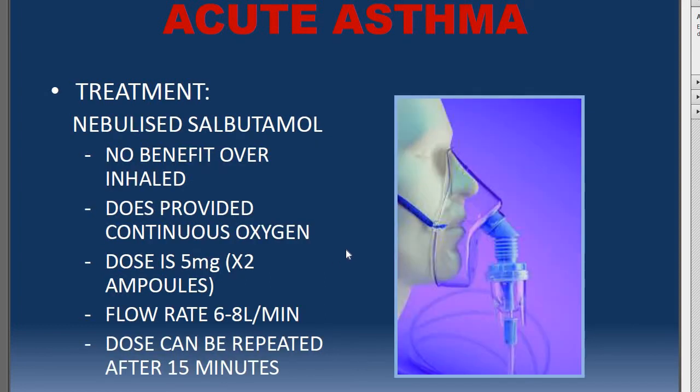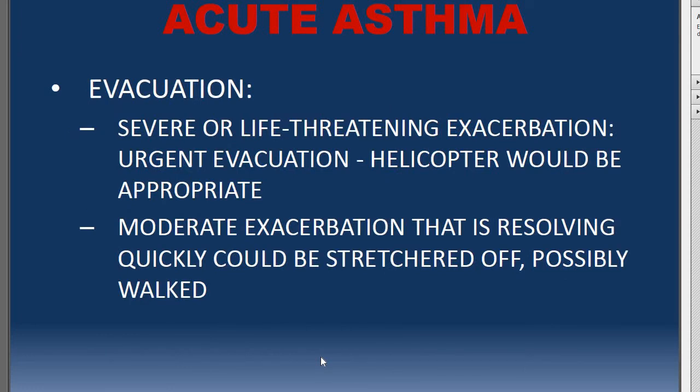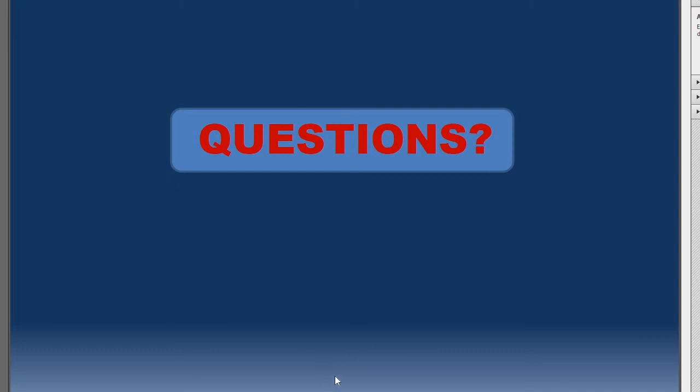Nebulizer, one of the skills hopefully you'll all be up to date with for your exam. This cap turns off. This chamber is filled with the liquid salbutamol. You reattach it, and then you connect the oxygen at around 6 to 8 litres per minute, which is the right amount of oxygen to vaporize the salbutamol and give you a nice stream of vaporized drug, which you then inhale through the mask. And you evacuate very, very quickly. Any questions on that?